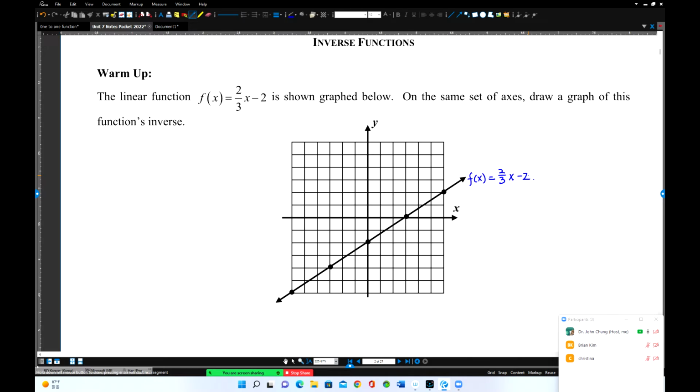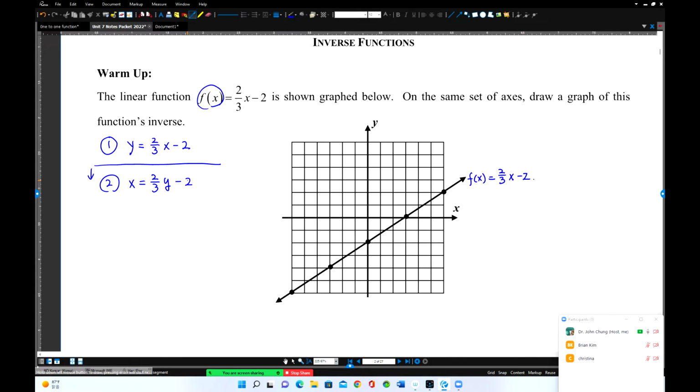Inverse means going back the reverse way, so we switch x and y. When you have f of x, this is the output, so first replace it with y: y equals 2/3 of x minus 2. That is the original. Now for the inverse, switch x and y: x equals 2/3 of y minus 2.